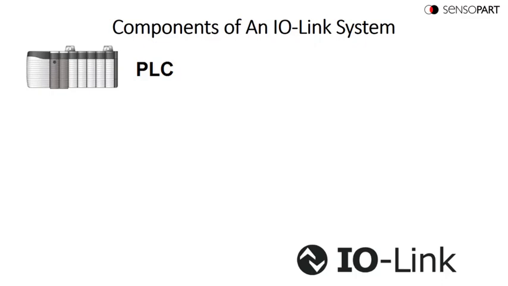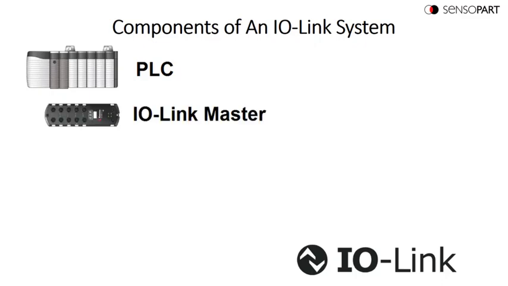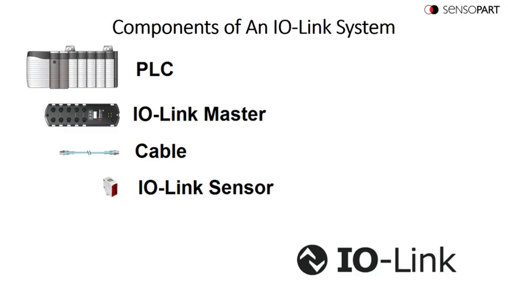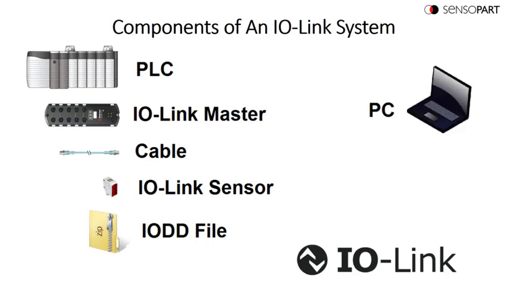Parts of an IO-Link system are obviously the PLC and the IO-Link master. You have usually M12 cables. These are the same cables we're using today. An IO-Link sensor or a traditional sensor. For the IO-Link sensor, you need the IODD file and a laptop to load it. And of course, you need to use your favorite field bus.